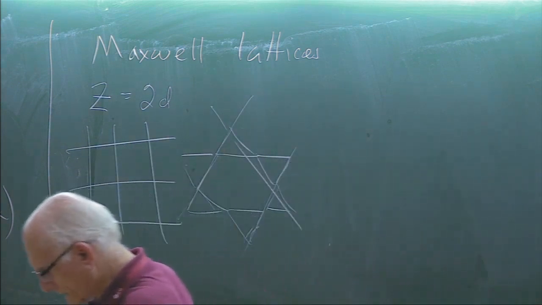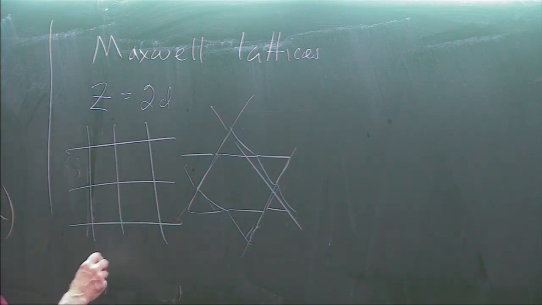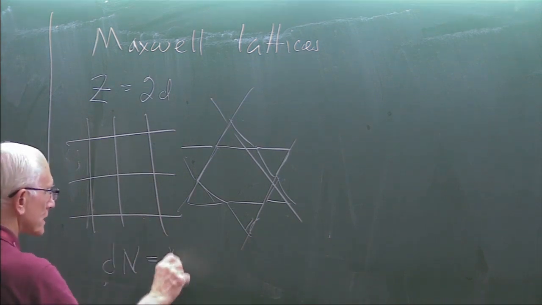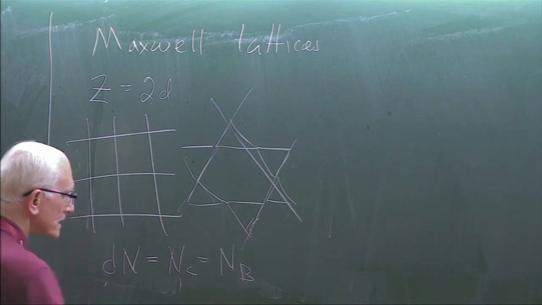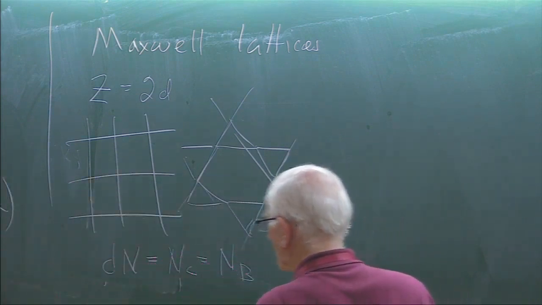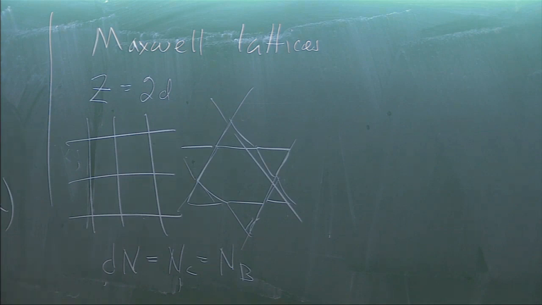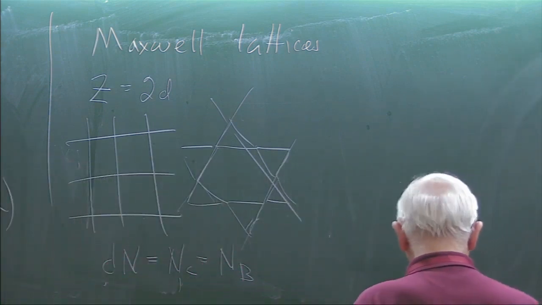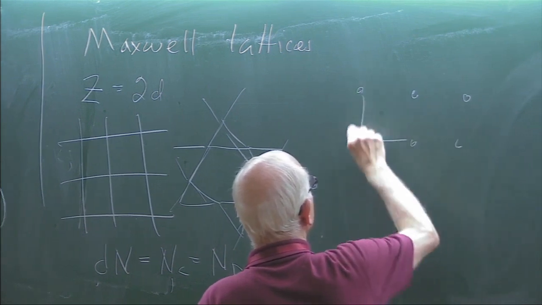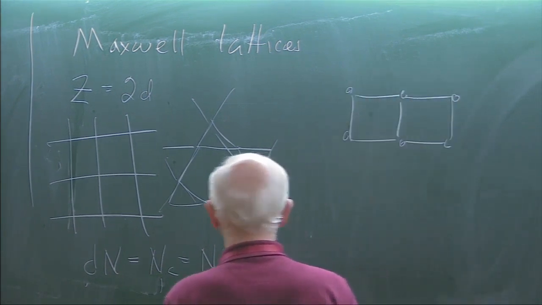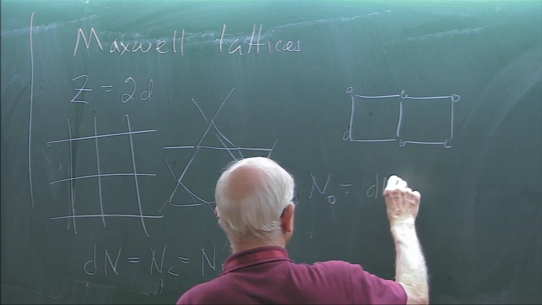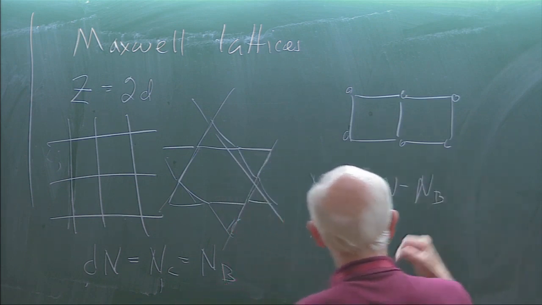So these lattices, as we found out, are just on the verge of mechanical instability. We have that dN, the number of degrees of freedom, is equal to the number of constraints, which for our case is equal to the number of bonds. And we discussed a little the Maxwell way of doing things. In particular, we looked at a frame that looks like this, say. So Maxwell says that the number of mechanisms or modes of zero energy are the number of degrees of freedom minus the number of bonds, constraints.